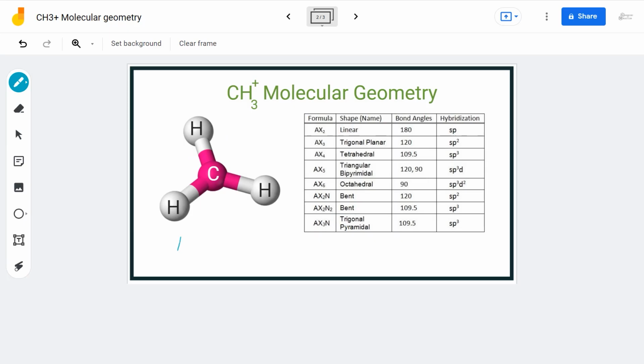Here, A stands for the central atom, X is the number of atoms attached to the central atom, and N is the lone pairs of electrons on the central atom. We have carbon as the central atom, there are 3 atoms attached to it and no lone pair, which gives us a general formula of AX3, and that gives us a molecular shape of trigonal planar, and it refers to hybridization as sp2.